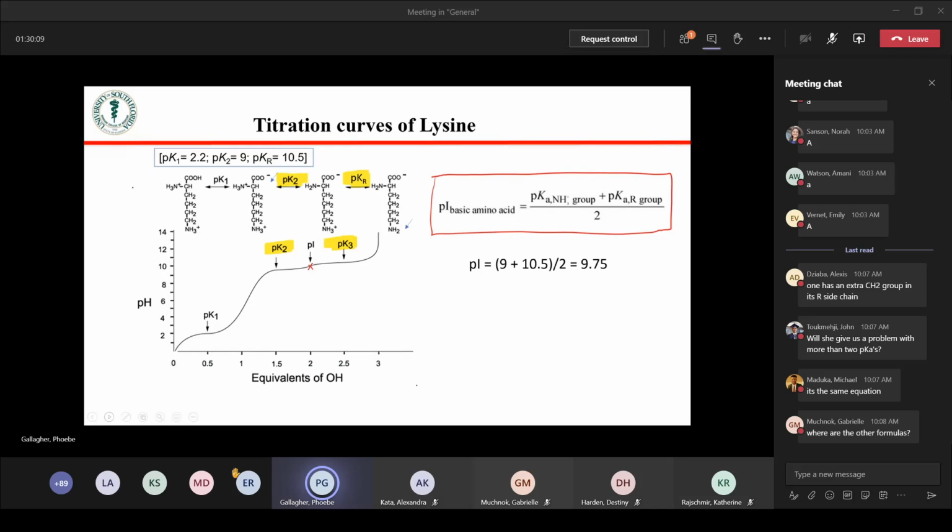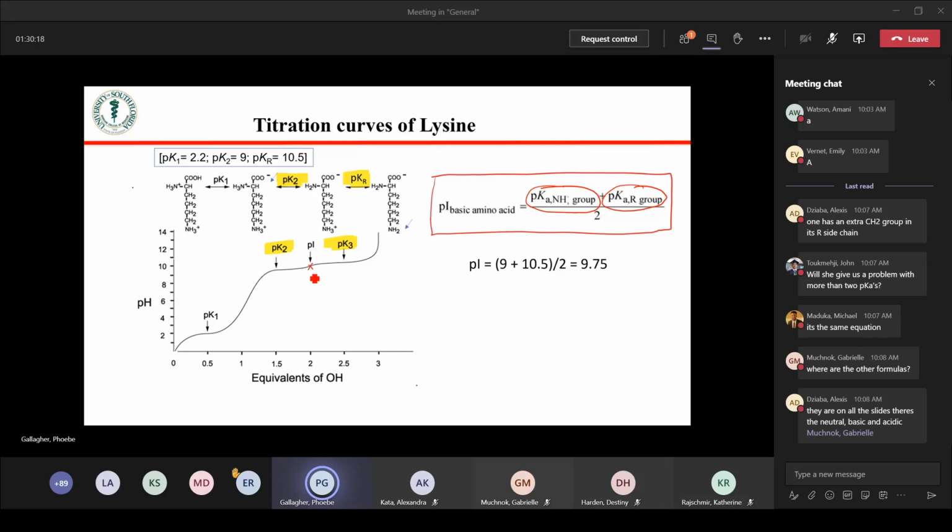For the basic amino acid, it's different because now you're using the pK of the amine group and the pK of the R group. So its PI is going to be higher, and it's going to be around here. Like I said, she's going to give you all three of these, and you're going to have to plug it into the formula, knowing to use your pKr and your pK2, which is the amine group pK, right?